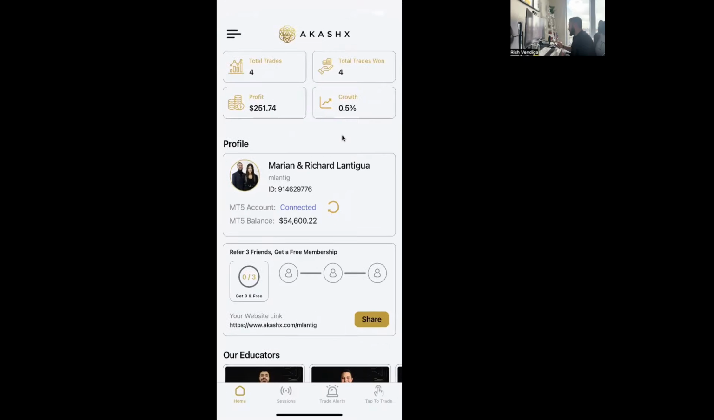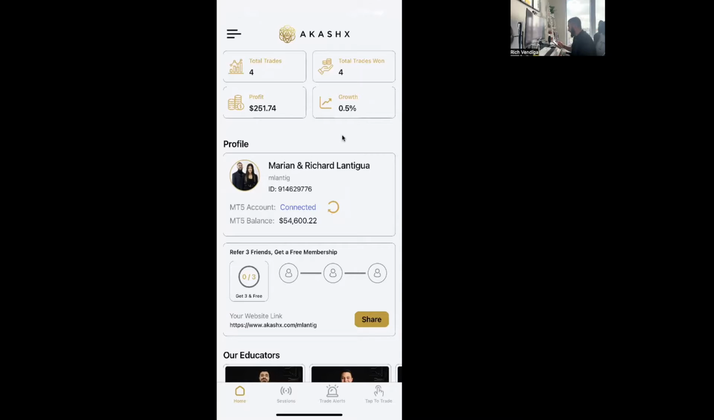So without further ado, we're going to go ahead and jump straight to screen share so you can check it out. All right, so I'm going to be showcasing our AkashX app and our tap to trade feature. So we're going to click on the AkashX app right here. And once we come in, what I love is that we have our trading account connected to our app and our back office, showing us an MT5 account linked and the balance.